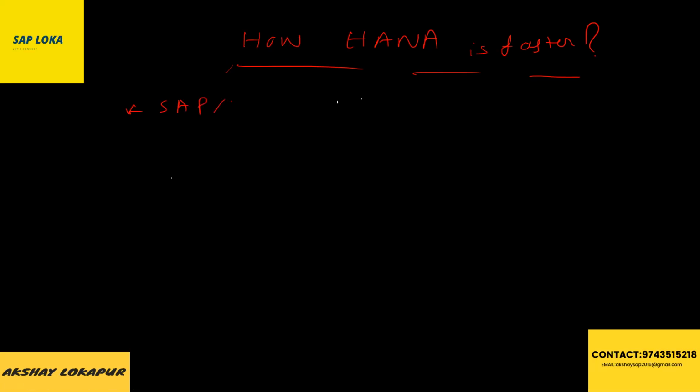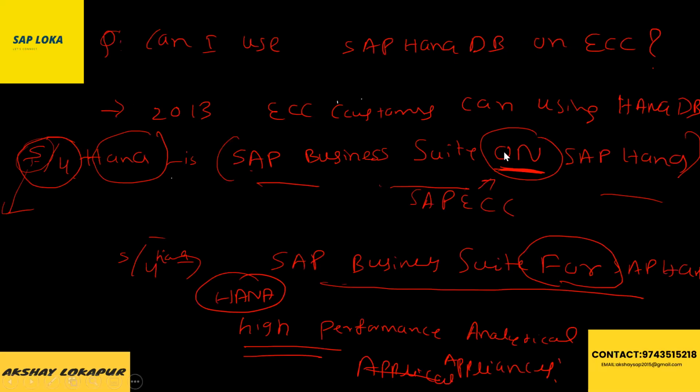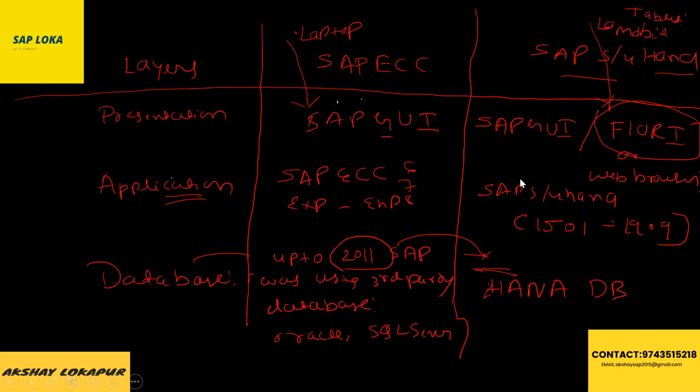SAP S4 HANA is an application which runs only on HANA database. Okay, so here I told, ECC can run on a HANA database, but S4 HANA can run only on the HANA database.